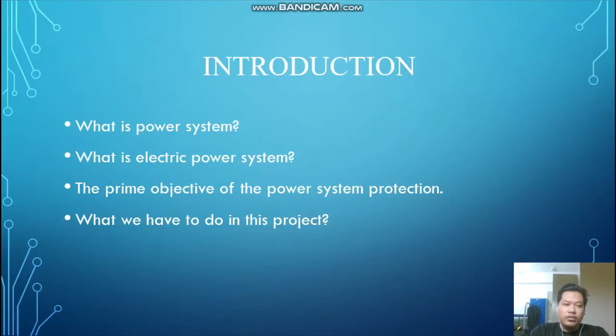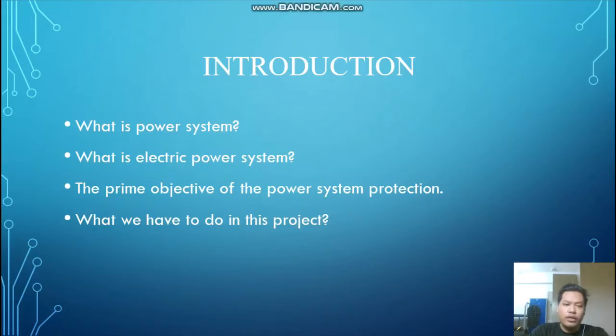Second one is, what is electric power? Electric power systems are real-time energy delivery systems. Real-time means that power is generated, transported, and supplied the moment you turn on the switch. The prime objective of the power system is to ensure safe and reliable electrical power supply to consumers.